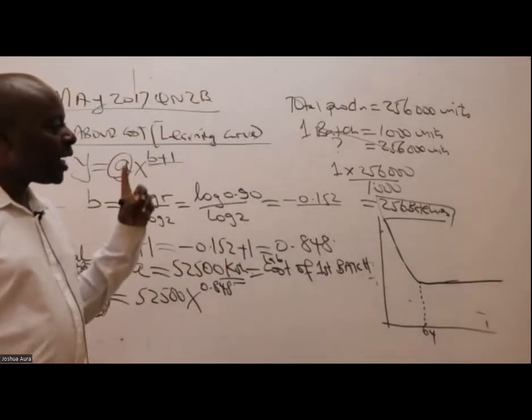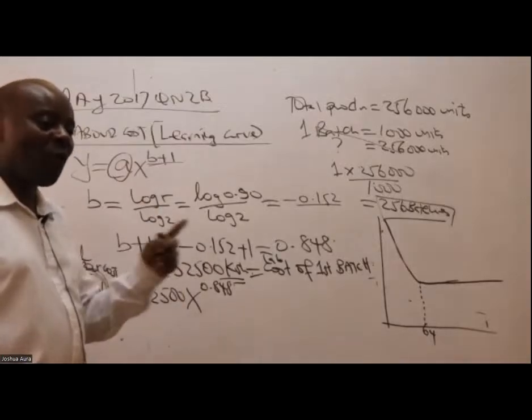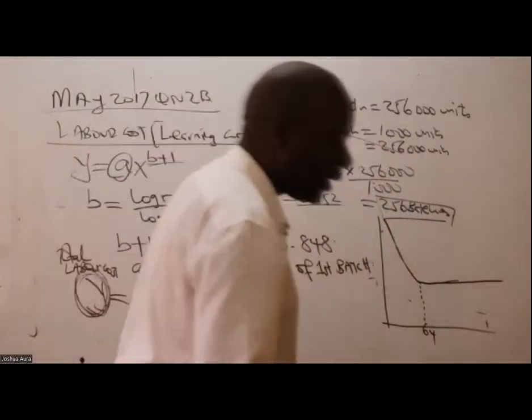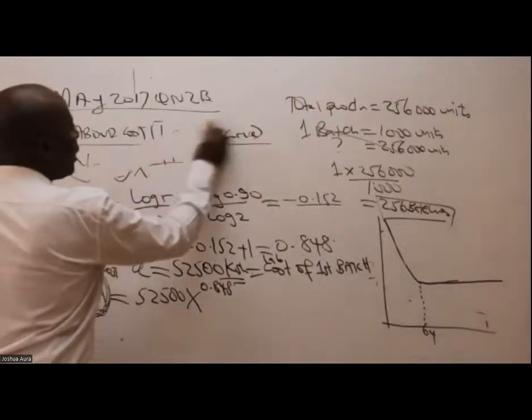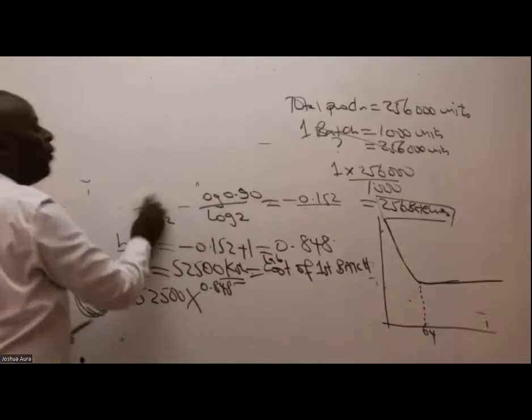So meaning that the learning curve can only be used up to batch number 64. The learning curve can only be used up to batch number what? Up to batch number 64.